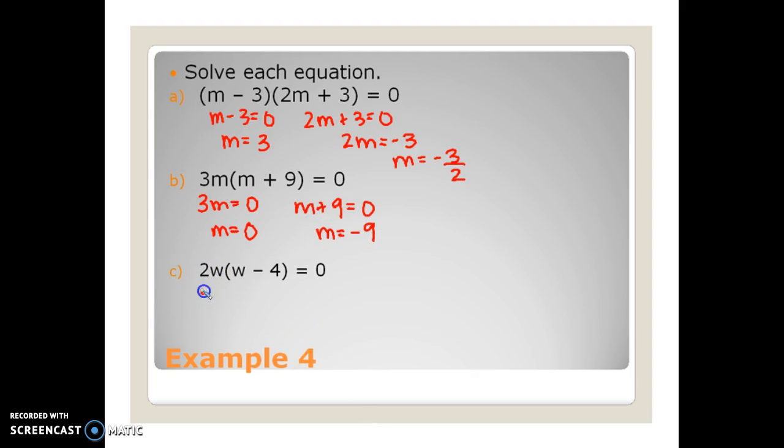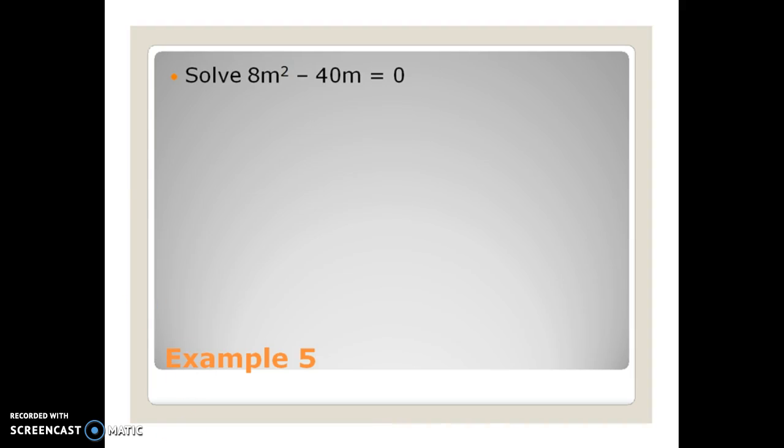And then for the last one, 2w needs to equal 0. W minus 4 equals 0. Divide by 2. W equals 0. Add 4. W equals 4. So just set each of your factors equal to 0. And for our final example, we're going to factor this using GCF, and then we're going to set them all equal to 0 to solve.